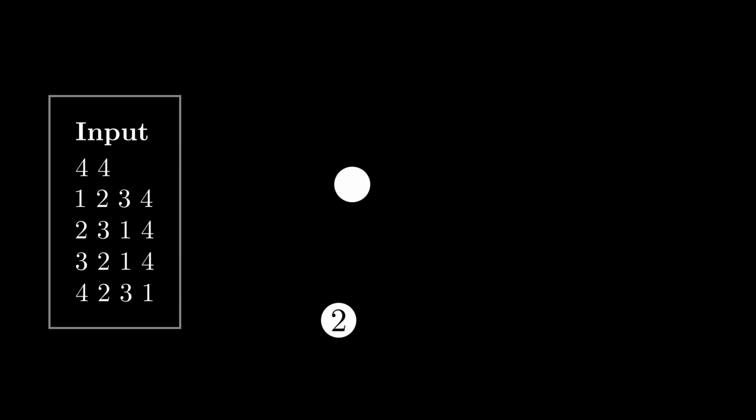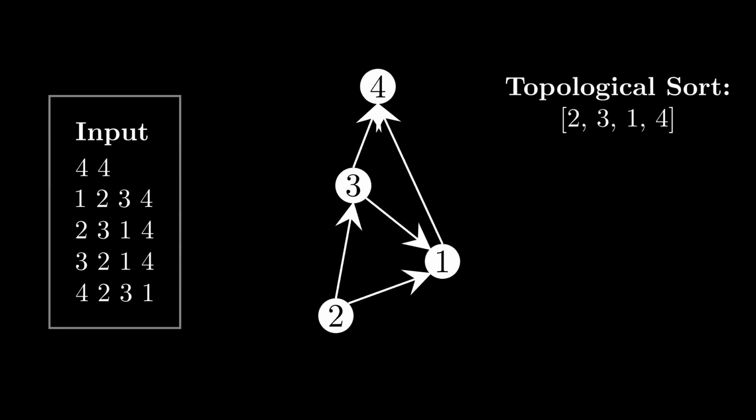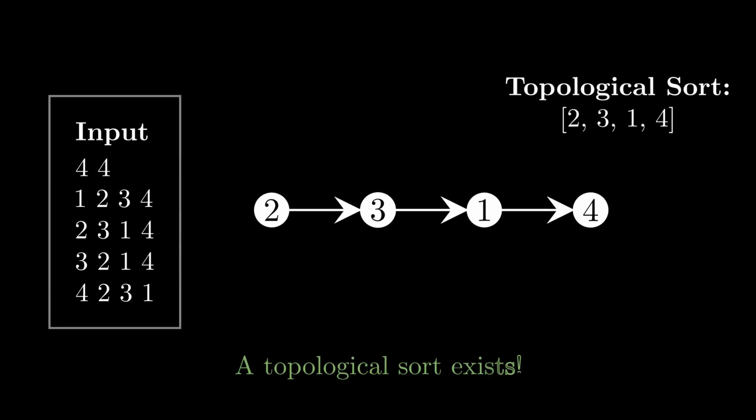Let's use a directed graph to represent this information. We can do this by, say, letting an edge going from U to V mean that U comes before V in our ordering. Alright, something you might immediately notice is that this graph is acyclic. This means that a topological sort of its vertices exists. This is great because we have just found out one possible ordering of the vertices. 2 appears before 3, which appears before 1, which appears before 4 being one of them.